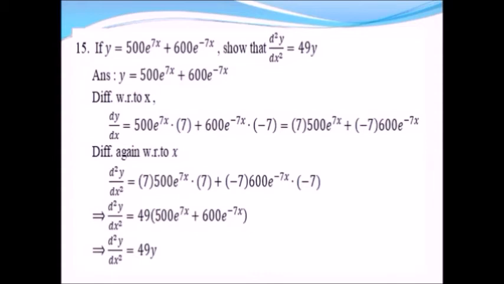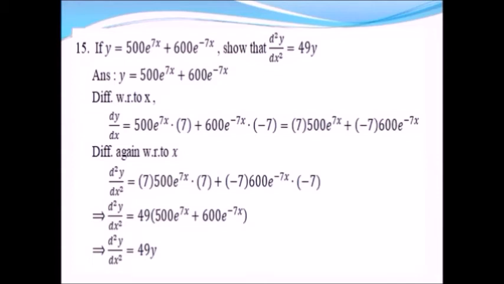Now once again you differentiate to find the double derivative. So d square y by dx square is equal to 7 into 500, that is a constant, as it is. Differentiation of e to the power 7x is e to the power 7x into 7, plus minus 7 into 600 as it is. Differentiation of e to the power minus 7x is e to the power minus 7x into minus 7. Now 7 into 7, that is 49.